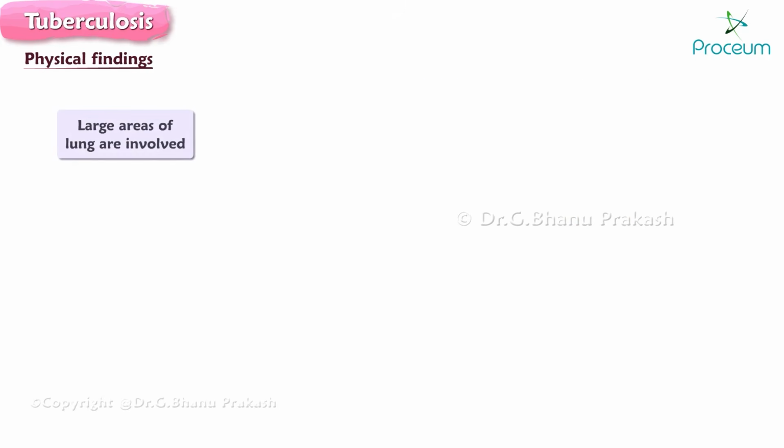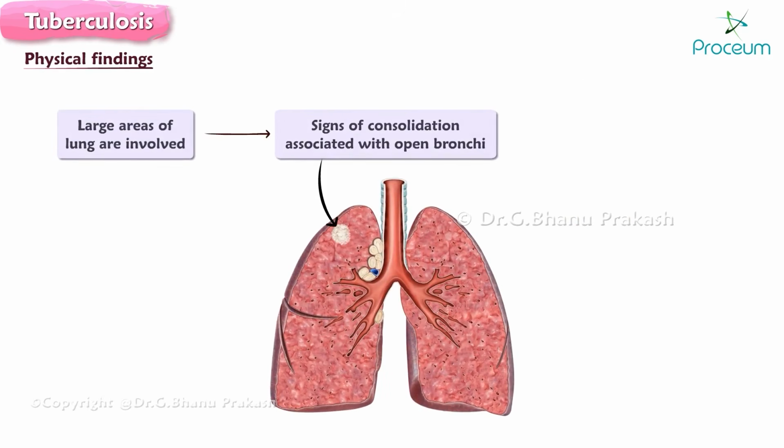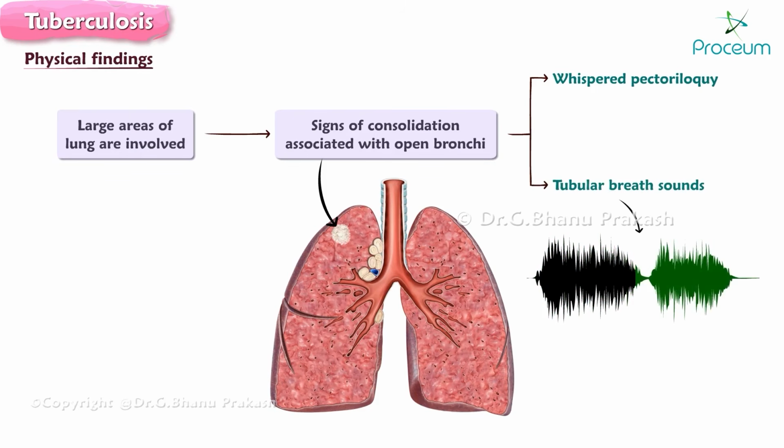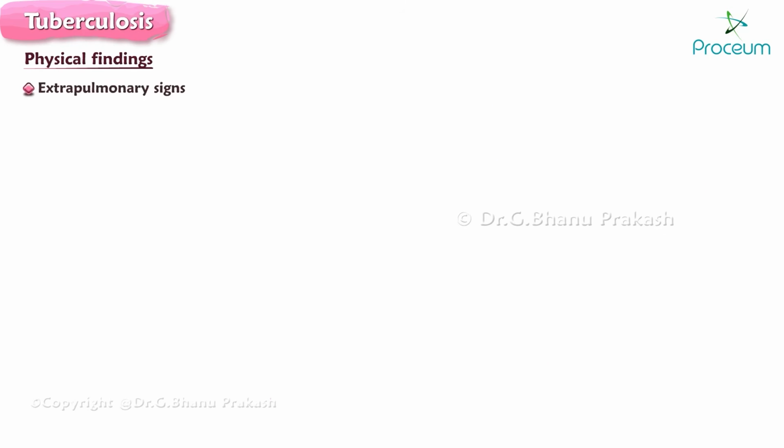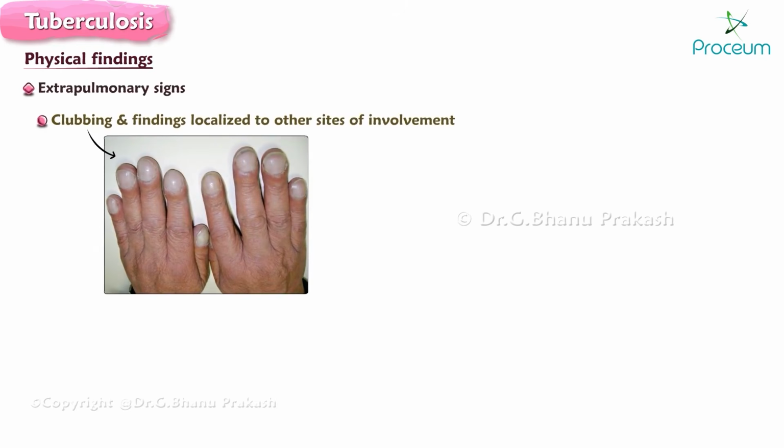When large areas of the lung are involved, signs of consolidation associated with open bronchi, such as whispered pectoriloquy and tubular breath sounds, may be heard. Distant hollow breath sounds over cavities are called amphoric, after the sound made by blowing across the mouth of jars used in antiquity. Extrapulmonary signs include clubbing and findings localized to other sites of involvement.